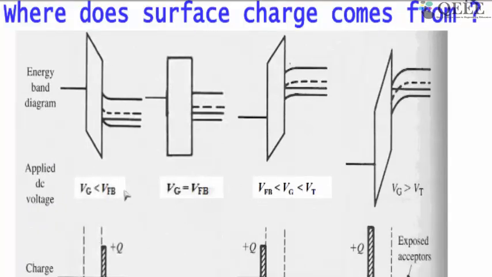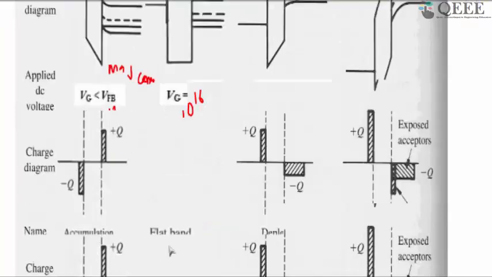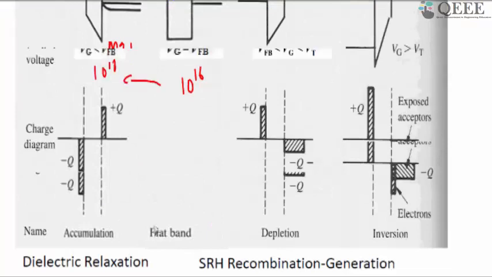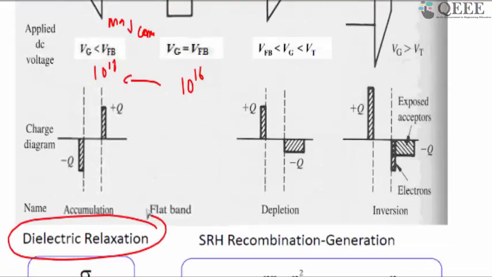In the case of accumulation, these are majority carriers. Here you may be increasing from 10 to the power of 16 to 10 to the power of 18 or something like this. This is not a big deal, and the material can always adjust. There is something known as the dielectric relaxation time. This is the amount of time it requires for the material to adjust to any carrier concentration.